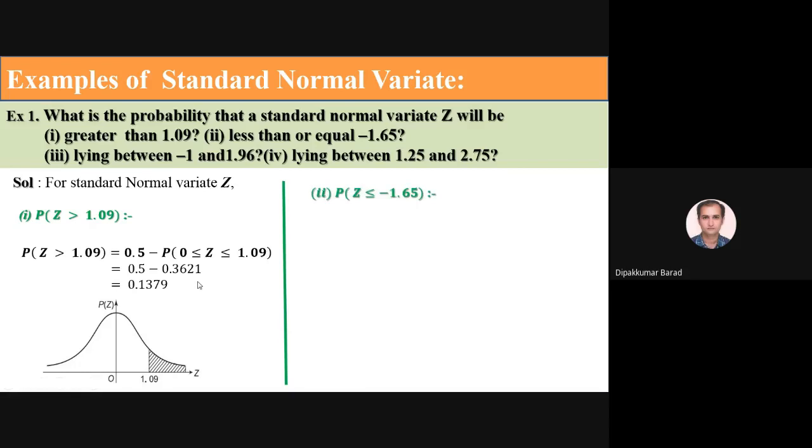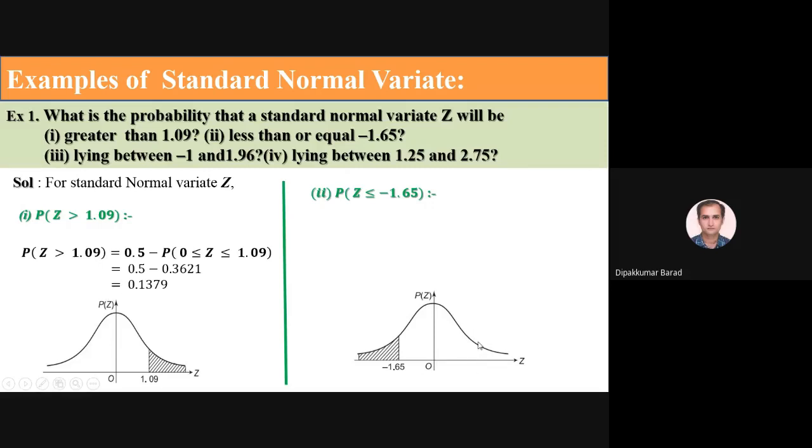Now P(z ≤ -1.65). So z less than -1.65 means the left side of -1.65. If you look here, we want to find this area, but because of the symmetry, I have to find the area here.